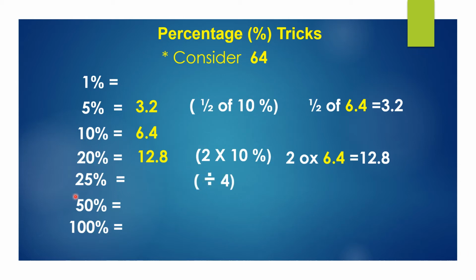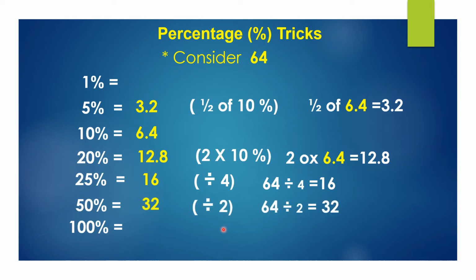Now 25%. In the previous part 2 video also we have seen a chart. 25% means 1 by 4. So divide this number 64 by 4. So 64 divided by 4 is 16. Therefore 25% of 64 is 16. Now 50%. 50% means it's half. So divide this number by 2. 64 divided by 2 is 32. Now 100%. 100% means it's the complete whole. So directly we will write it as 64.